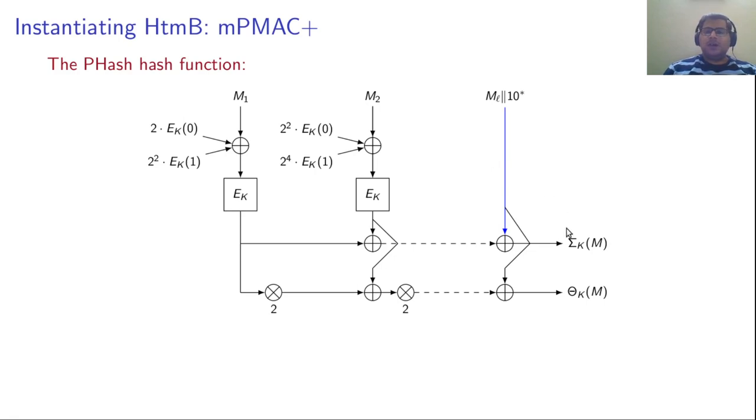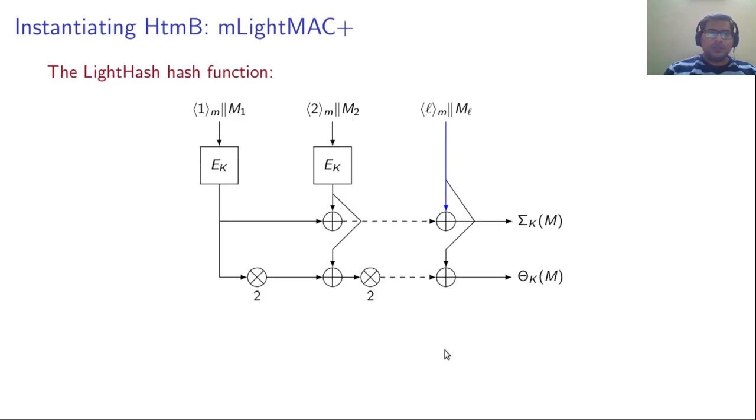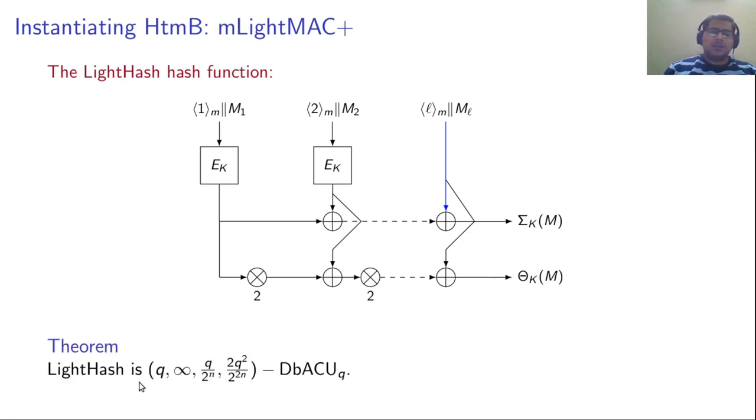So if you apply HTMB P2, then you have four calls in the finalization, but we save one call here, so effectively we need only three calls. In comparison to PMAC plus, we need only one extra call in MPMAC plus. So the result that we prove for this hash function is that this is a good DBACUQ hash function, given that you consider the security bound in terms of sigma, where sigma is the total number of all query blocks across all queries. Similarly, we define lightmac plus based instantiation, where the hash function is called lighthash. Again, we can drop the block cipher call, and what we have shown is that this construction is again a good DBACUQ.